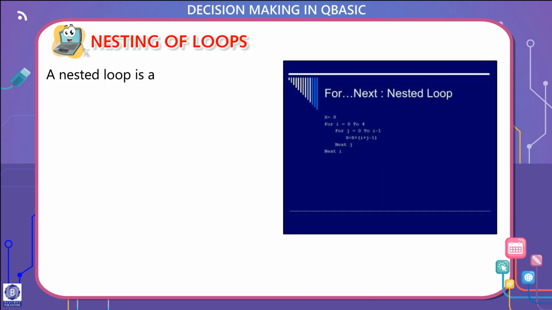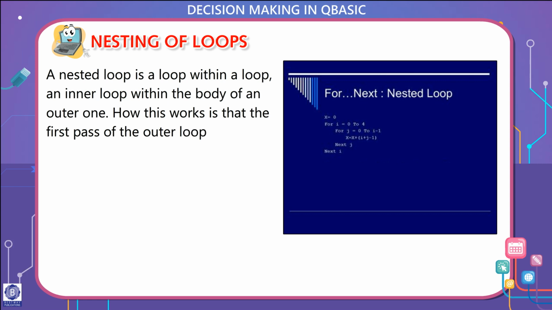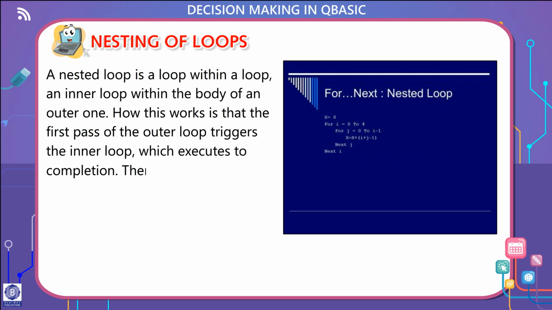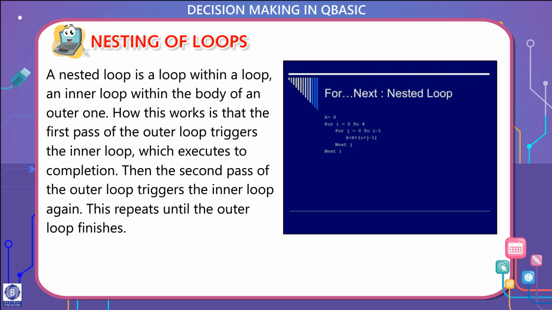The nested loop is a loop within a loop, an inner loop within the body of an outer one. How this works is that the first pass of the outer loop triggers the inner loop, which executes to completion. Then the second pass of the outer loop triggers the inner loop again. This repeats until the outer loop finishes.